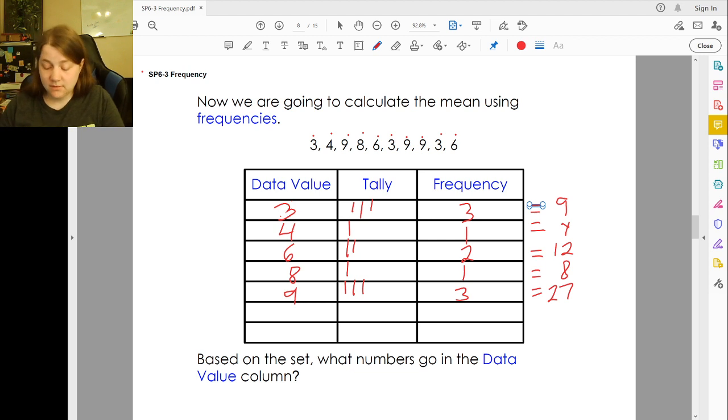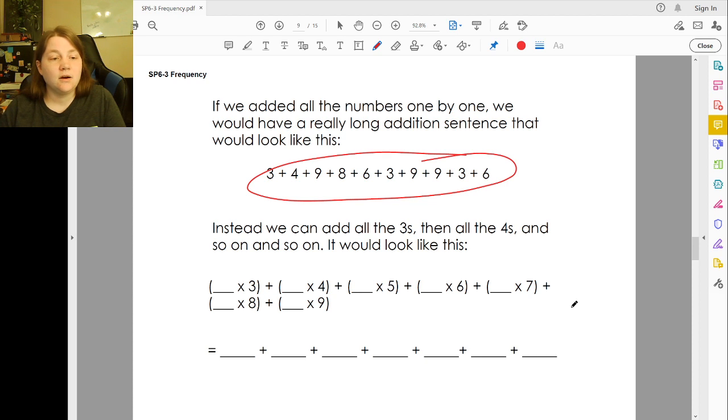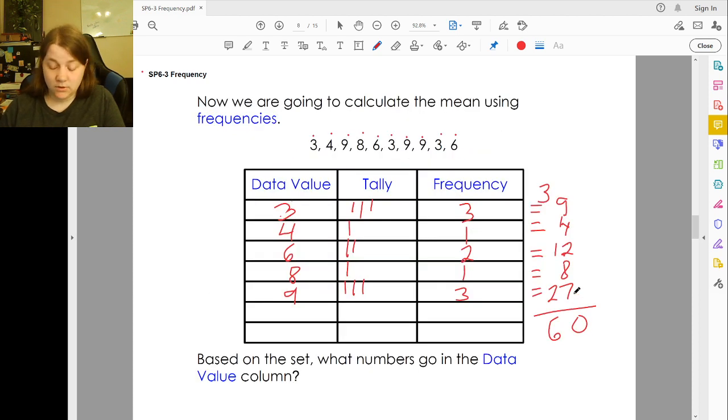Now all I have to do is add these numbers up. So I would add 8 plus 7, which is 15, 16, 17, 18, 19, 20, 21 plus 9 is 30. 2, 3 plus 3 is 6. That would be 60. Now that I know that there were 1, 2, 3, 4, 5, 6, 7, 8, 9, 10 numbers, 60 divided by 10 is 6. So the mean is 6.